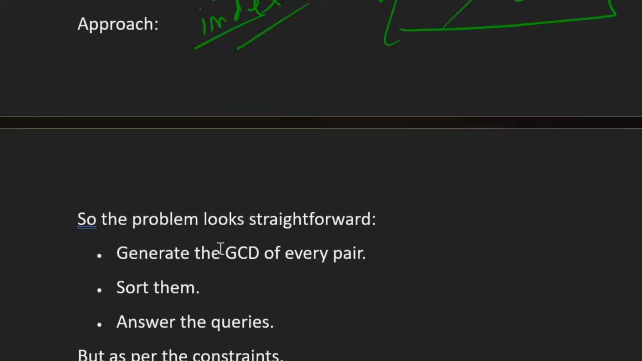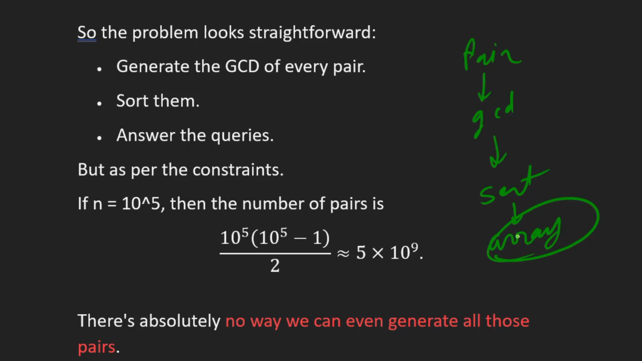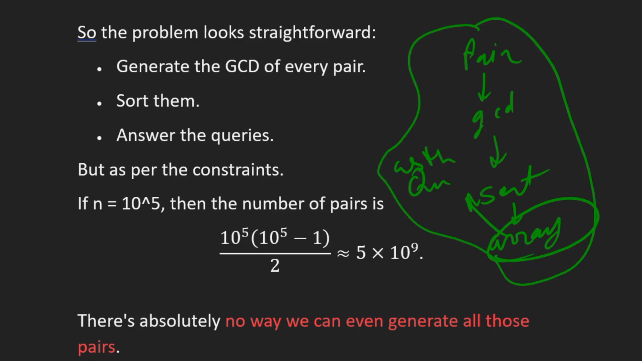So let's move to the approach part. Initially when we see the problem, it looks easy: take every pair, get the GCD of that pair, sort all the GCD values to get the array, and then using the array answer the queries. This is the whole scenario given to us in the question.